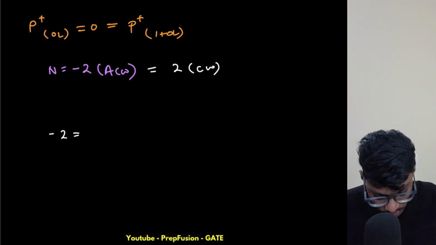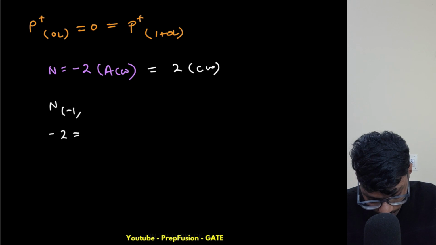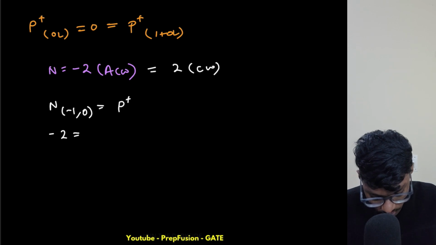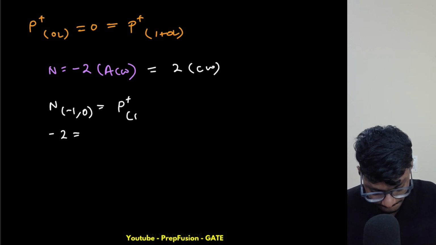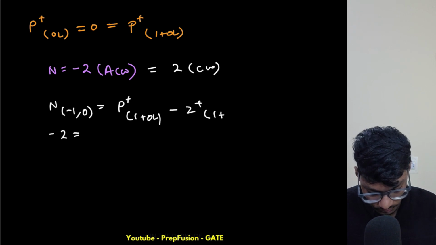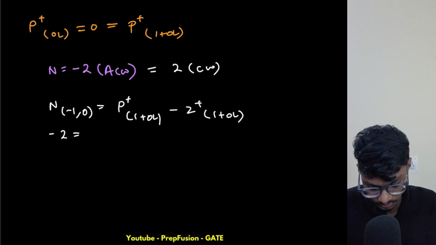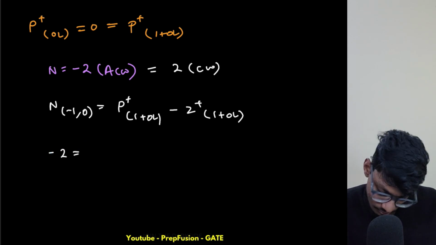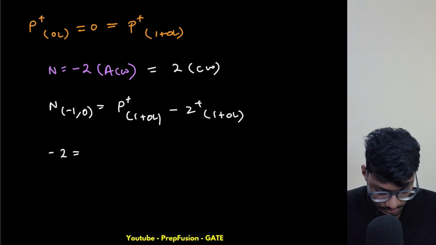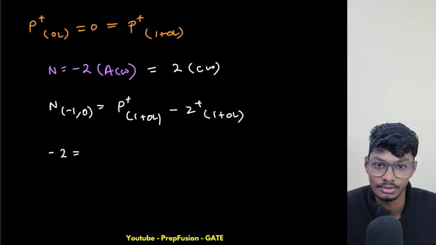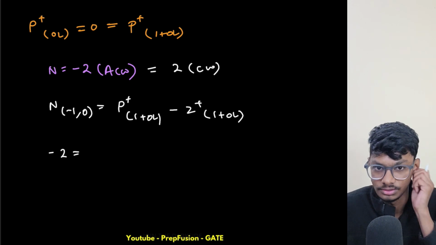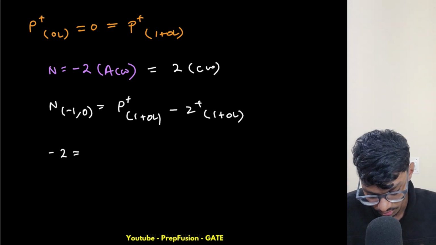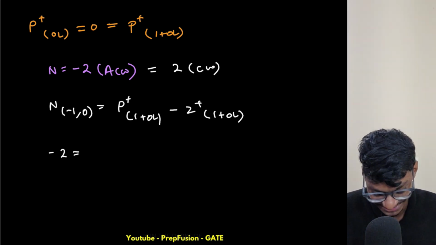What formula am I using? It is N around minus 1 comma 0 equals P of 1 plus OL minus Z of 1 plus OL. So this becomes P of 1 plus OL. What is P of 1 plus OL? P of 1 plus OL is basically, what is it? It is 0.